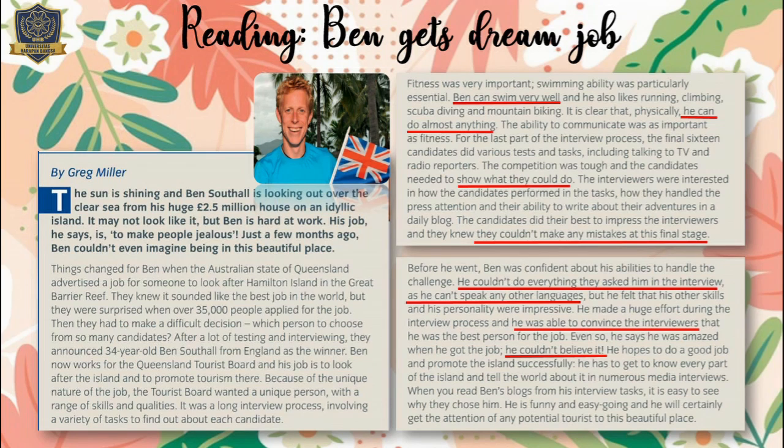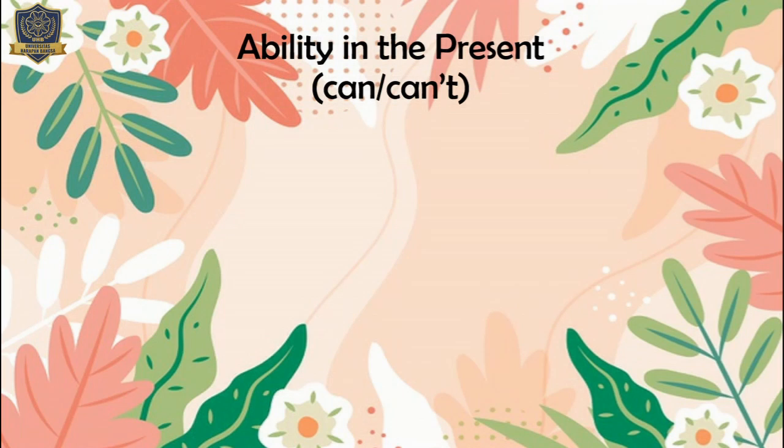Alright, now we move to the first grammar feature. Ability. The first, focusing on ability in the present. We can use can or can't.